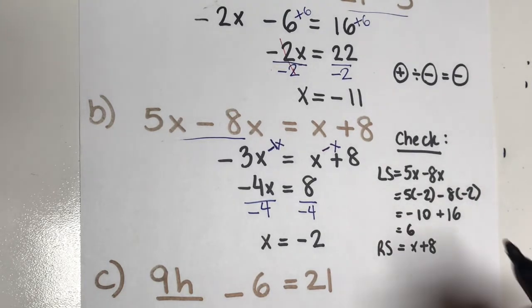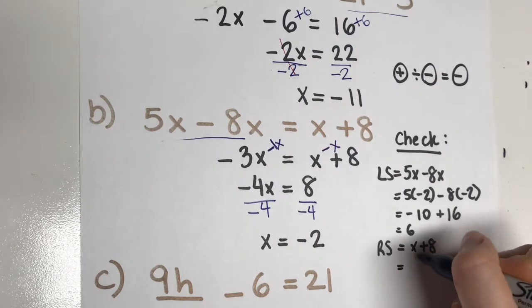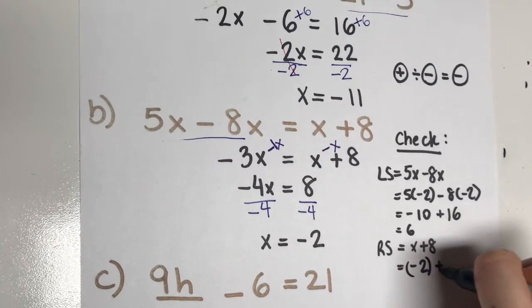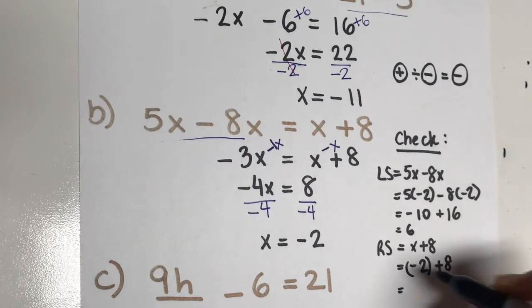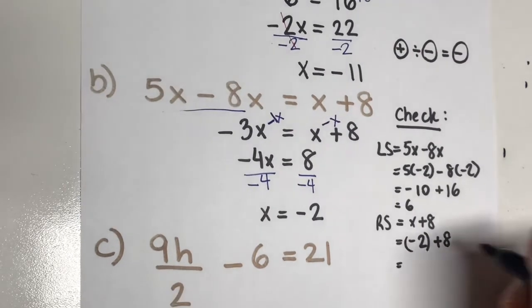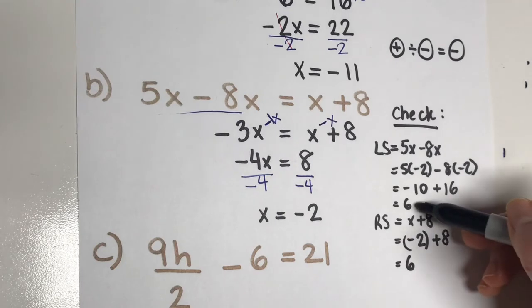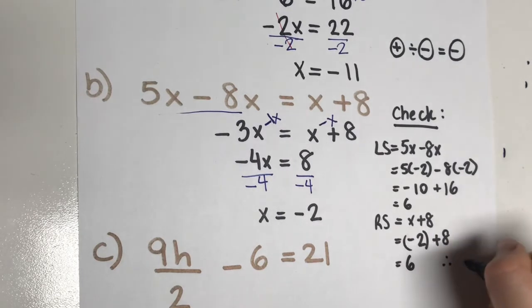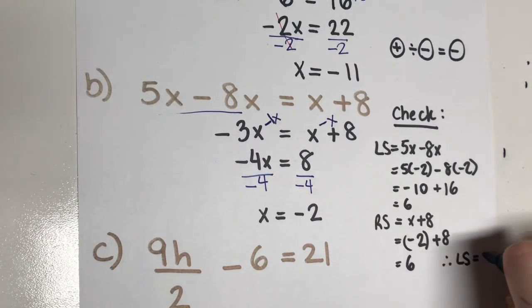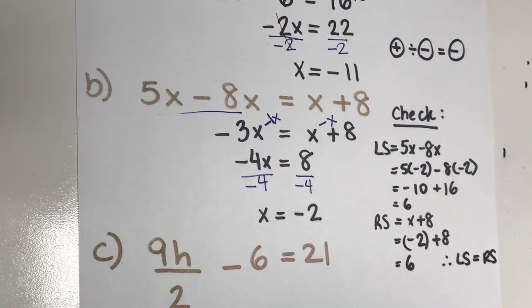On the right side, I'm going to substitute the negative 2 here. Negative 2 plus 8 is 6. So I got 6 for both of them. So that means my left side equals my right side. The equation is balanced.